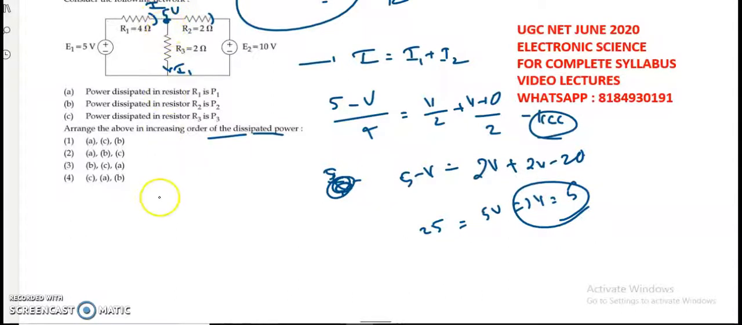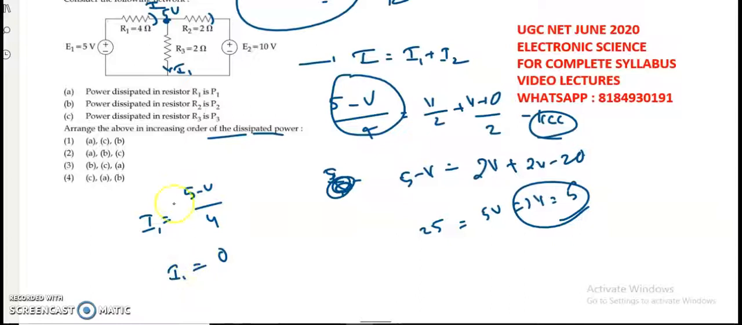And after this, let's take the current I. The current I is the current flowing through the 4 ohm resistor. That is, I am taking I1. So I1 is equal to 5 minus V divided by 4, as I wrote already here. Now I got V as 5. So now 5 minus 5 divided by 4 is nothing but 0. That means the current flowing through this resistor is 0 amperes. If the current flowing through R1 is 0 amperes, then the power P1 also becomes equal to 0 watts. Right?